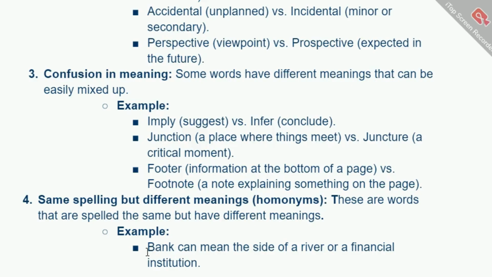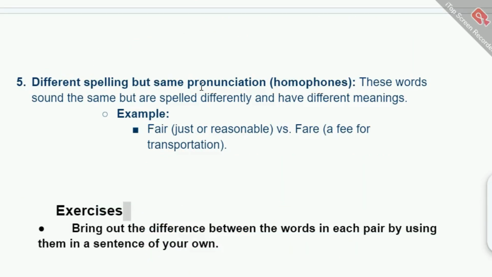For example, here we have bank, which means the side of a river or a financial institution. And we also have another meaning for bank, which means to depend on someone, as in you should not bank on him. That means you should not depend on someone else. So here we have the same spelling, same pronunciation, but different meaning. Next we have different spelling but same pronunciation. It is called homophones. Homophones means same sound but different spellings.